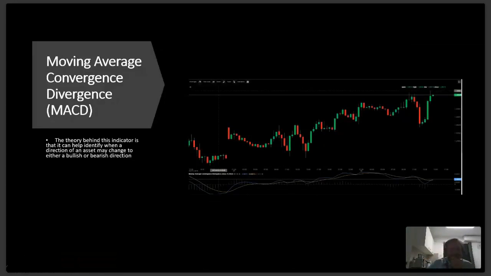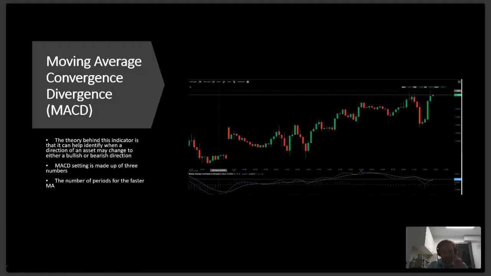Now, the theory behind this indicator is that it can help you identify when the direction of an asset may change to either a bullish or bearish direction. MACD settings are made up of three numbers. The number of periods for a faster MA.